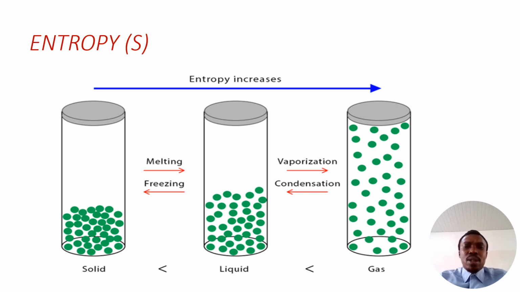Then if you look at liquid to gas, there's an increase in the entropy of the system. So there's an increase in the degree of disorderliness or randomness, and the entropy change becomes positive. Then from gas to liquid, there's a decrease in entropy, a decrease in the degree of disorderliness or randomness of the system. So the entropy change becomes what? Negative. So these are some of the processes that bring about an increase or decrease in entropy. We can say entropy change is positive when there's an increase in entropy, and entropy change is negative when there's a decrease in entropy.